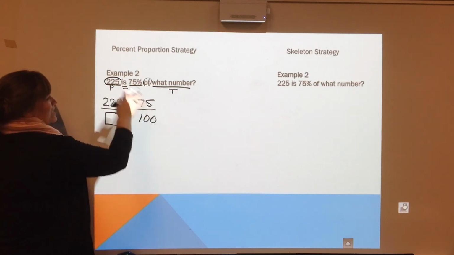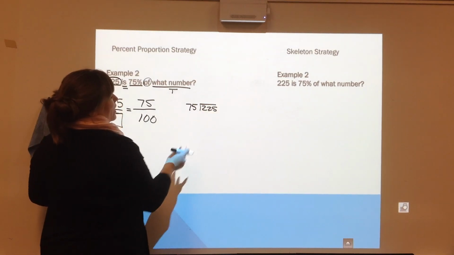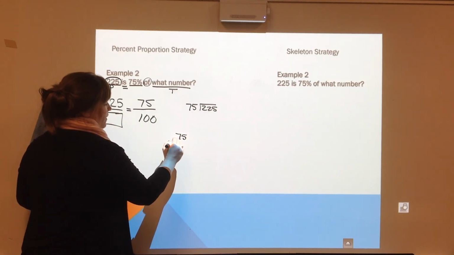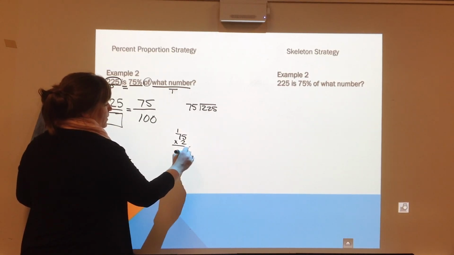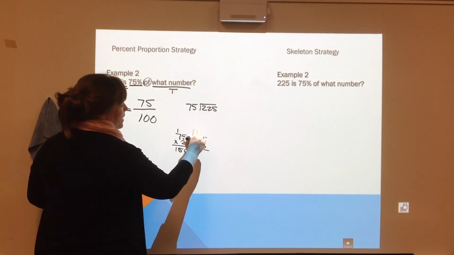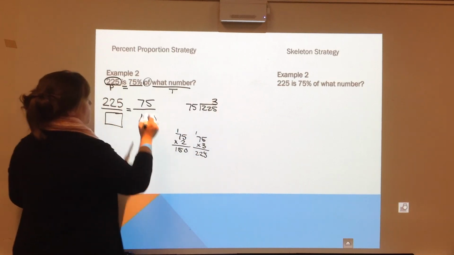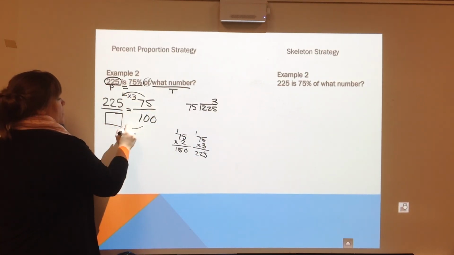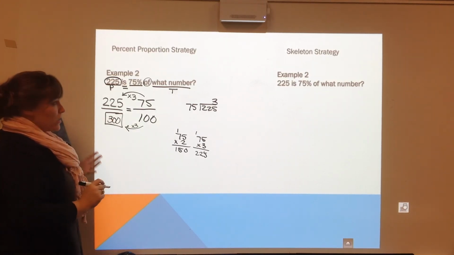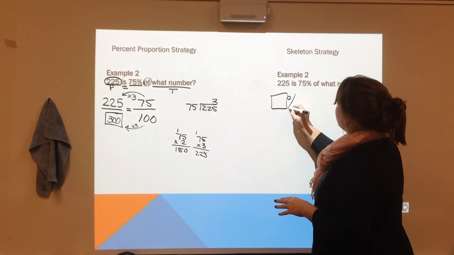That's okay though. We can see if there's a connection between the two by thinking, can 75 be multiplied by anything and get 225? Well, I don't know my 75's facts. If I double it, I'm going to get 150. That's kind of close. Let's see what 75 times 3 is. Oh my goodness, I get it exactly. So I know that I could multiply by 3 and get 300. That's the percent proportion strategy. Now let's try the same thing with our skeleton.